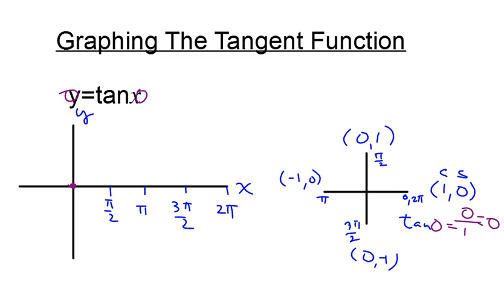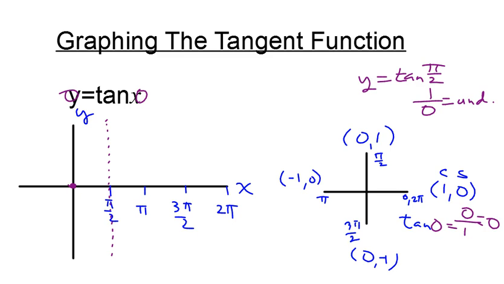Now I'm going to go up to the second quadrantal angle, pi over 2. At pi over 2, if I plug pi over 2 in, y equals tangent of pi over 2, well again, that would be the sine of pi over 2, which would be 1, over the cosine, which would be 0. Wait a minute, that's undefined. Well, don't forget that to represent an undefined amount on a graph, we use a vertical asymptote. So I'm going to come in and draw a vertical line there.